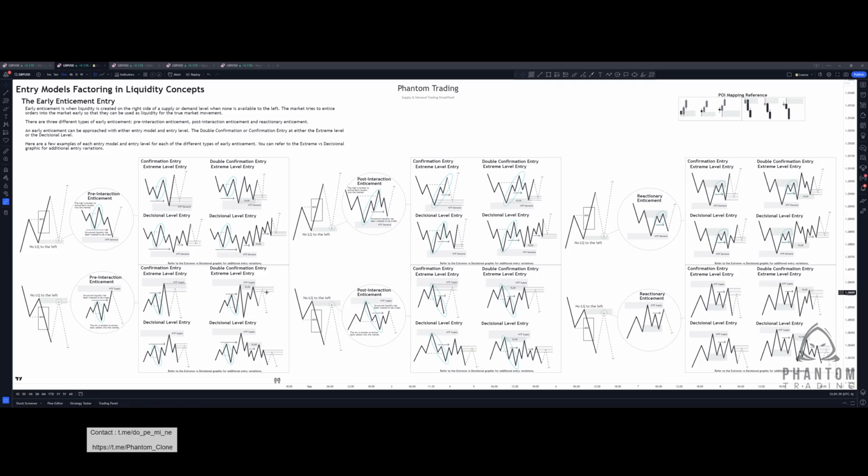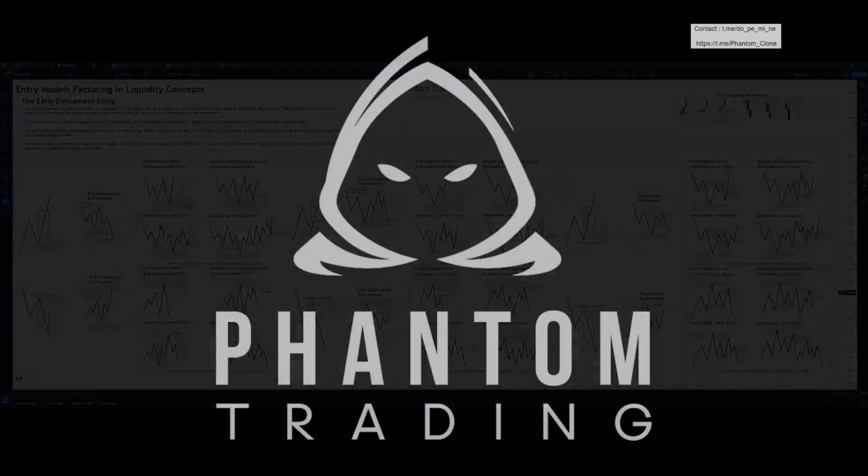Again, the most important thing to take note of here, and I can't stress this enough, is the entry type, the double confirmation entry or the confirmation entry, where to trade from, the extreme versus the decisional, and everything that links all of that together and actually pulling the trigger on taking your trade is understanding order flow, who is in control, seeing that shift and that change in control that truly justifies your overall trade that you are taking.